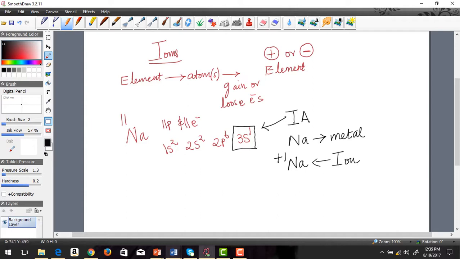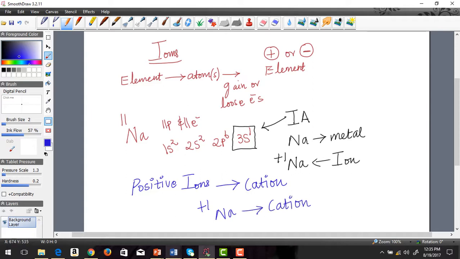Now this right here is an ion. Is it simply an ion? Well, we can call it by another name. Positive ions are known as cations in chemistry. So sodium +1 is a cation, because it's positively charged.